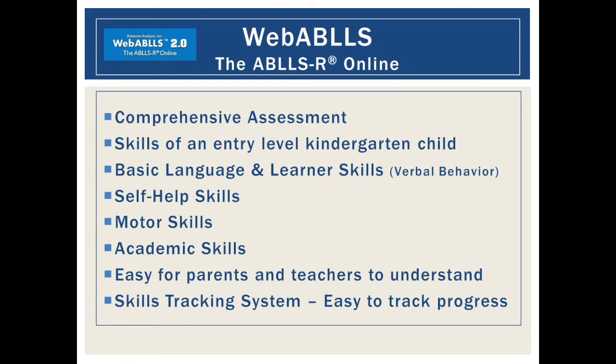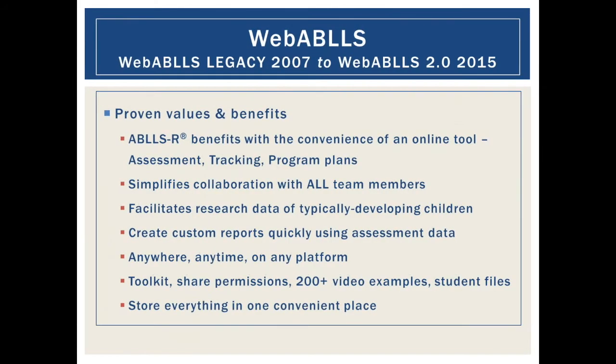In 2007, we launched the original WebABLLS application, which we now call our legacy site. It has been proven to be very useful for parents and providers in the assessment and tracking of skills and the development of appropriate program plans. It also allowed us to collect data on the development of each of those skills by typically developing children. We now know at what age all typically developing children acquire each of the skills listed at the ABLLS-R. This is very important information to help in the understanding of the order in which these skills are typically acquired by children. You'll see how to access those data later in this webinar.